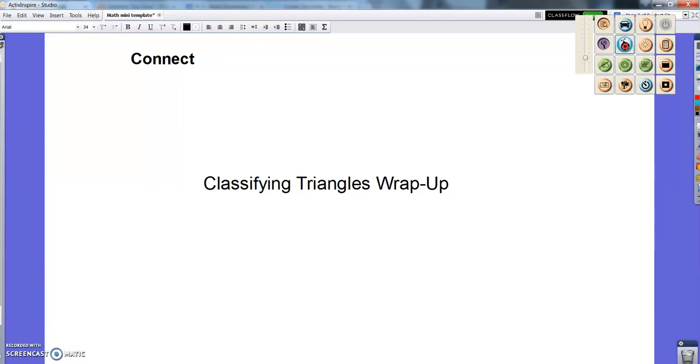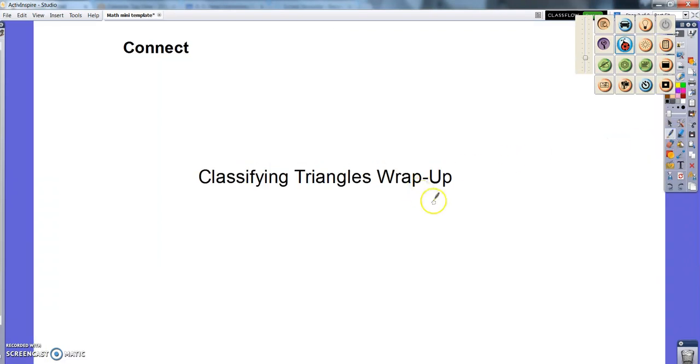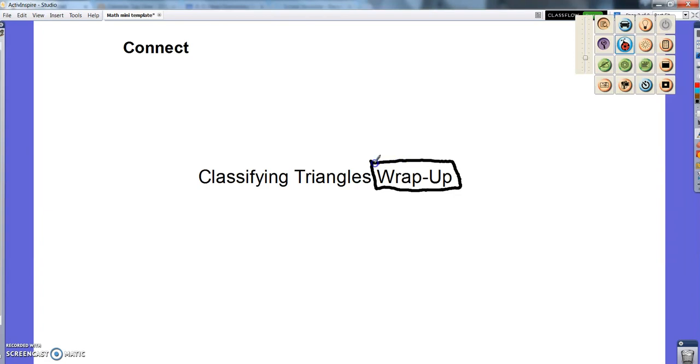Hey there, fourth grade. We've spent a few days classifying triangles in class, and I just want to wrap it up and get some things written down and tie it all together today. This is going to be your classifying triangles wrap up, so open up your notebook, mark this as your next page, and close it up and think with me. Full concentration until we get to the we do.